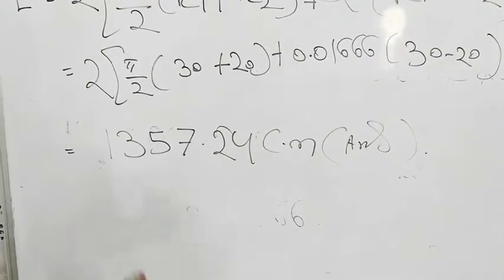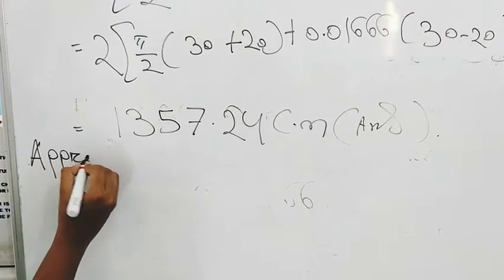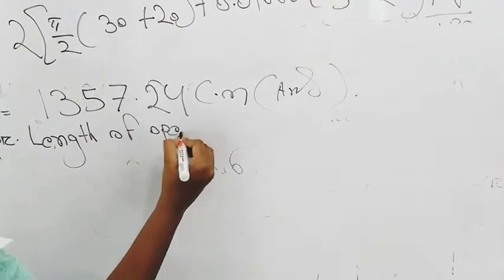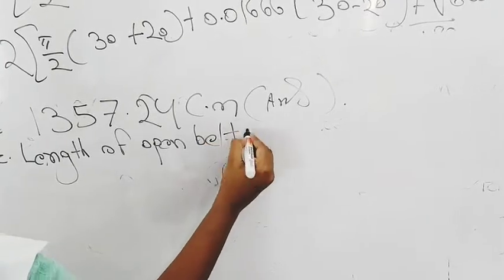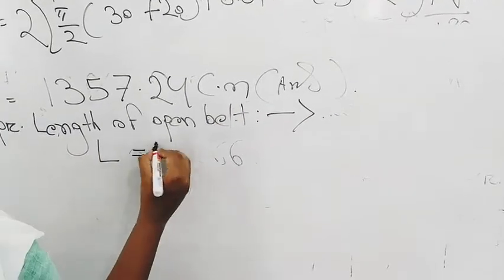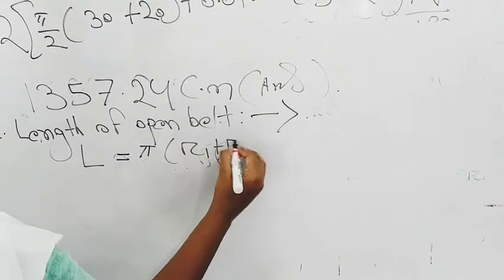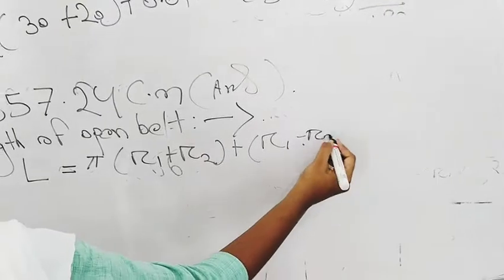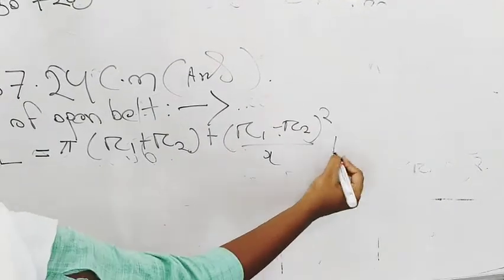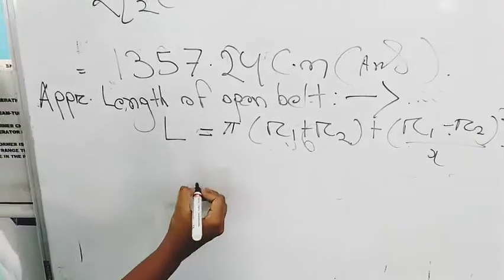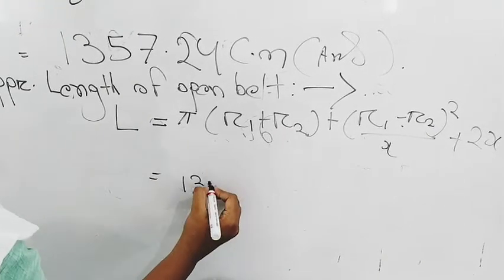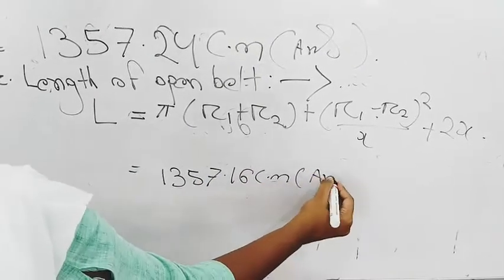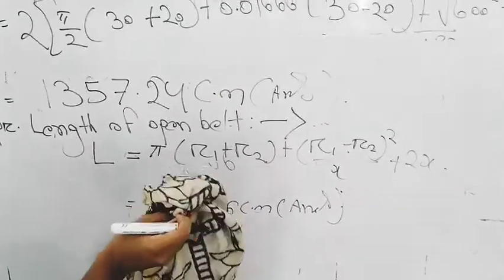So the approximate length of the open belt is equal to L is pi (r1 plus r2) plus (r1 minus r2) the whole square divided by x, plus 2x. Putting all these values, the answer will be 1357.16 centimeter. This is all for the open belt.